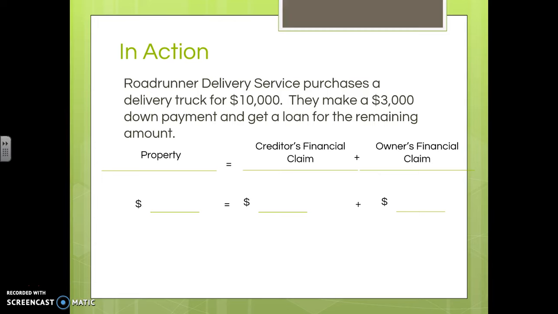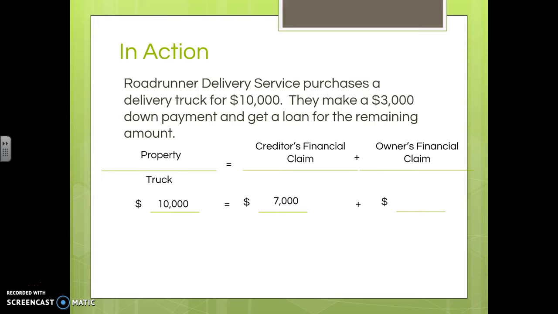All right, one more time. Roadrunner Delivery Service purchases a delivery truck for $10,000. They make a $3,000 down payment and get a loan for the remaining amount. Property is the truck. The truck is valued at $10,000. The creditor's financial claim is $7,000. That is the amount that had to be borrowed in order to purchase the truck.